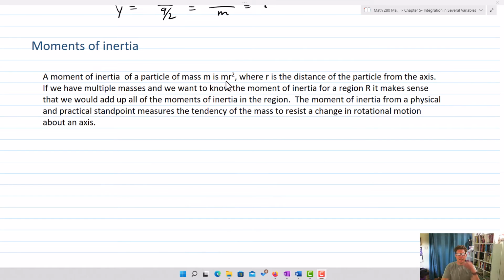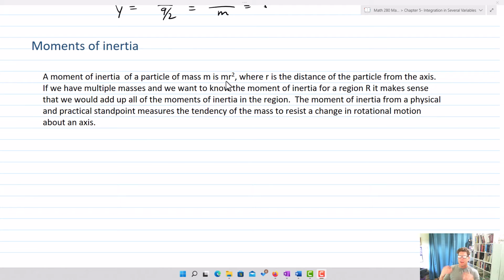All right, so now let's talk about moments of inertia. The moment of inertia of a particle of mass m is mr squared, where r is the distance from the particle to the axis, whichever axis we're looking at. It could be the x-axis, could be the y-axis. If we have multiple masses and we want the moment of inertia for a region R, it makes sense that we add up all of those moments of inertia in the region.